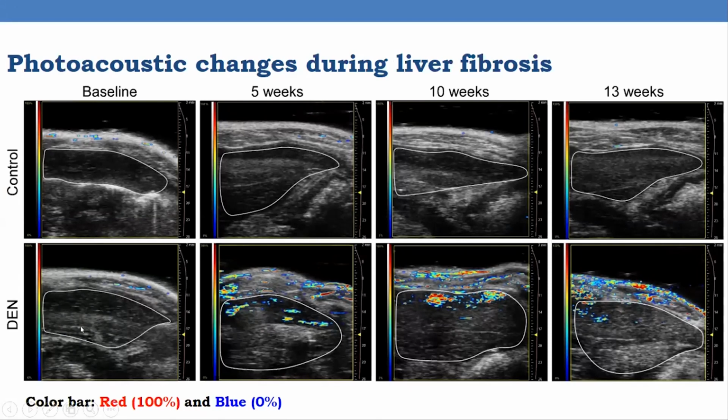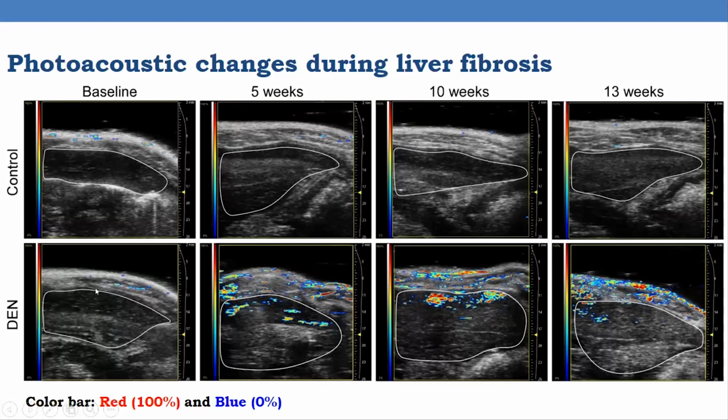But for the DEN case, compared to baseline, when we reached 5 weeks, there's a significant increase in photoacoustic signal. It goes up and is maximized at 10 weeks. And then, very interestingly, it starts to decline after 13 weeks. We observed this phenomenon consistently, peaking at the 10 weeks time point and then declining at the 13 weeks time point. So this is the qualitative explanation of our results.